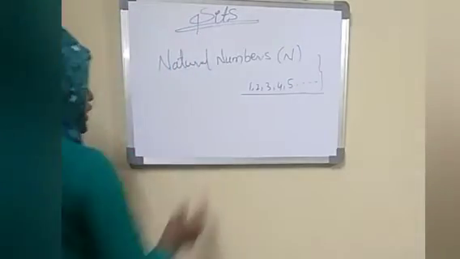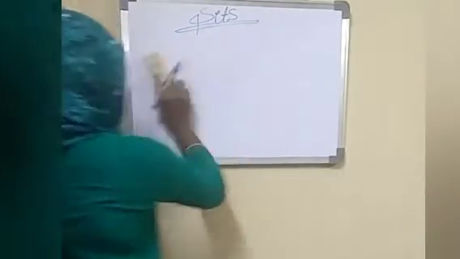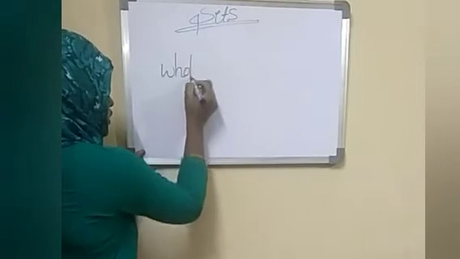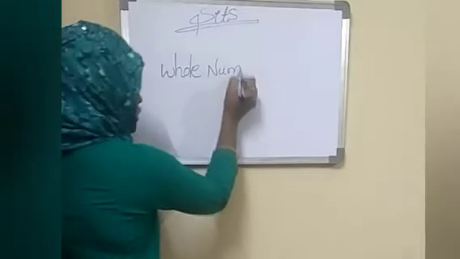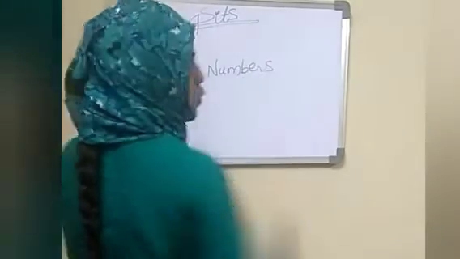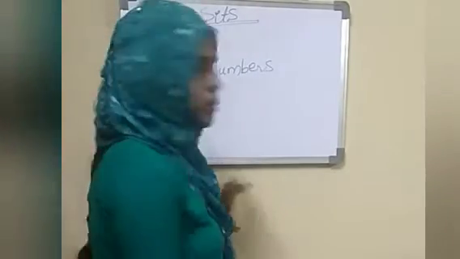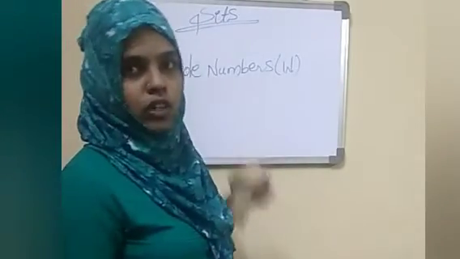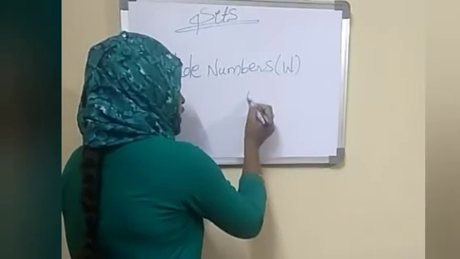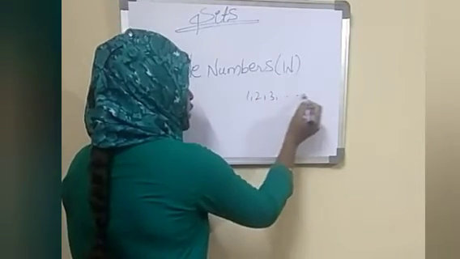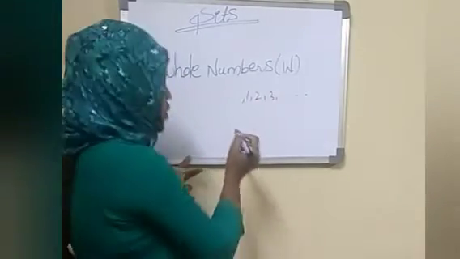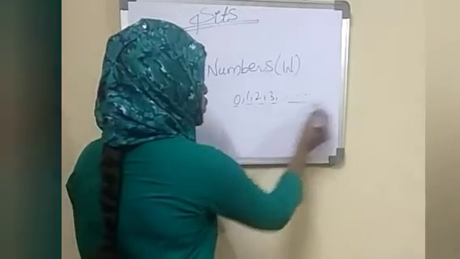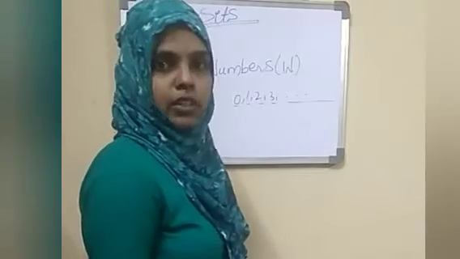And we are taking whole numbers. Whole numbers are denoted by which letter? Whole numbers are denoted by W. And how many numbers are there in whole numbers? There are all natural numbers 1, 2, 3 and so on, and it also includes 0. We have 0, 1, 2, 3 and so on, positive numbers, in whole numbers.